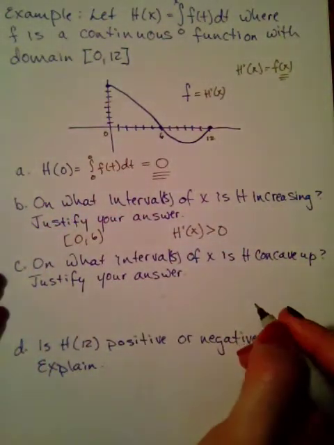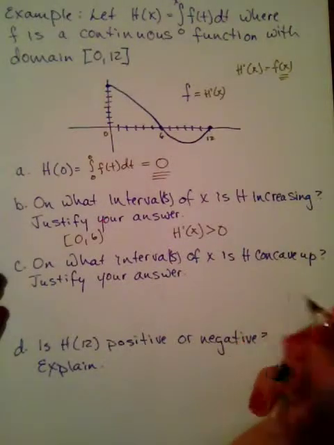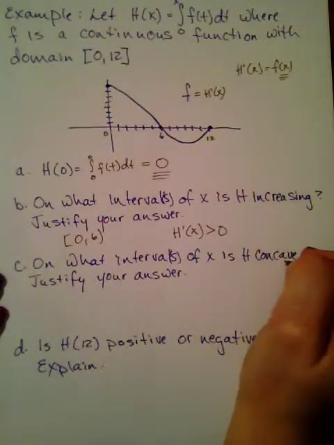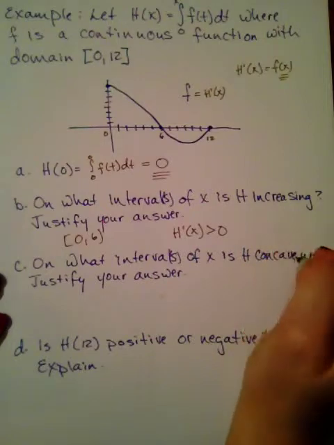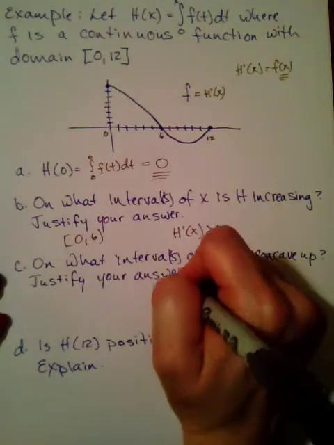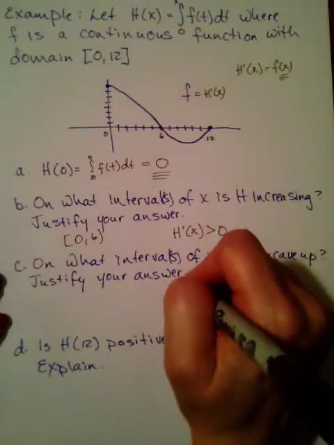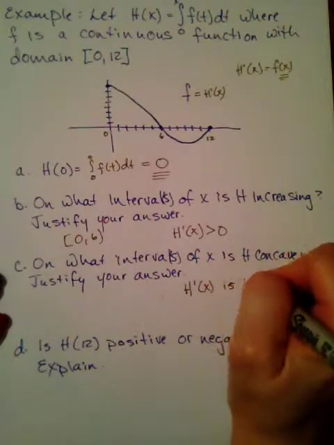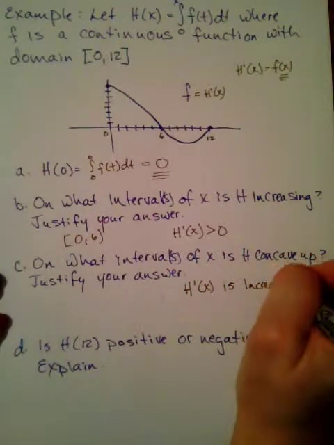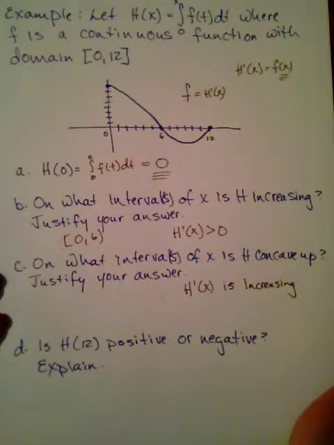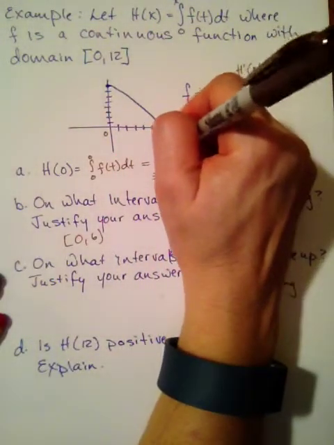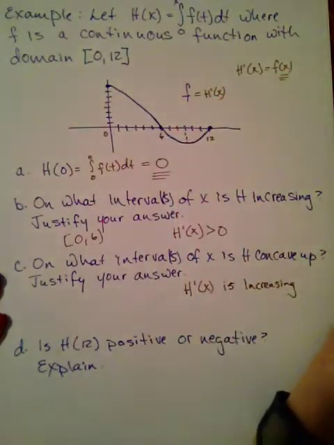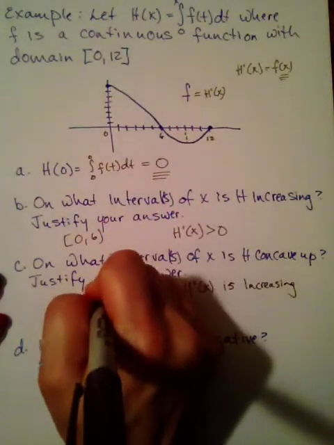Okay, so on what intervals of x is h concave up? Well, h is concave up when the second derivative is positive, which means the first derivative, what we actually have, h prime of x, is increasing. So we're looking for when this graph is going up. And this graph is going up from 9 to 12.